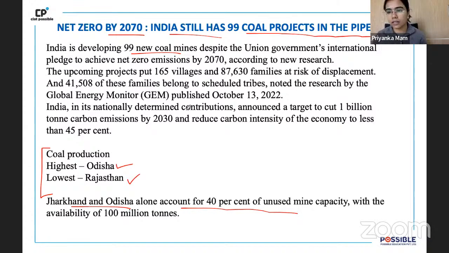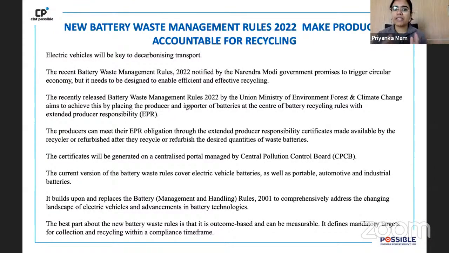So that is what this article was about, in which I only need to know that among the active coal mines, where is production happening the most? In Odisha. The least is happening in Rajasthan. And if you look at the active coal production and the upcoming projects, then Jharkhand and Odisha together account for 40% of those projects.